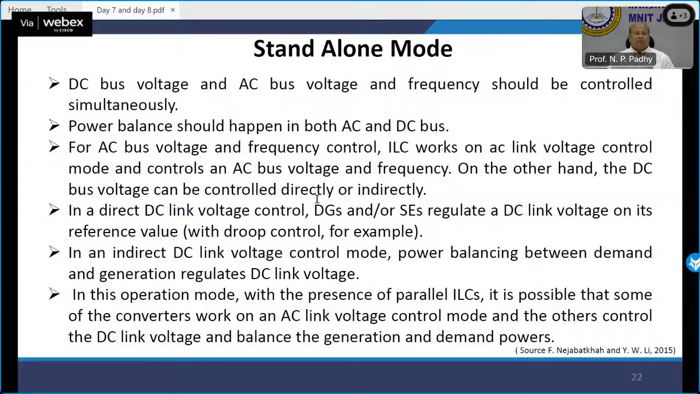In this operation mode, with the presence of parallel ILCs, it is possible that some of the converters work in AC link voltage control mode, and the others control the DC link voltage and balance the generation and demand power.